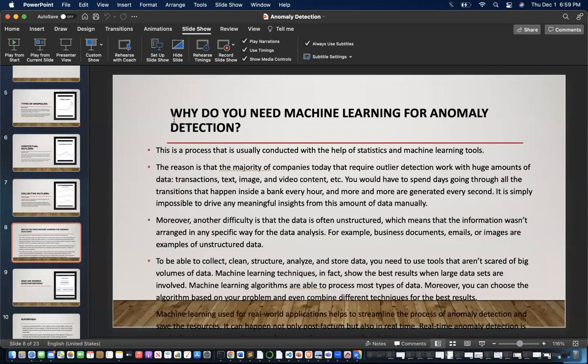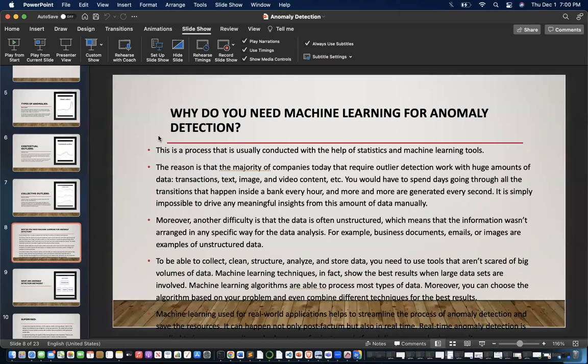So, why do you need machine learning for anomaly detection? This is a process that is usually conducted with the help of statistics and machine learning tools. The reason is that the majority of companies today that require outlier detection work with huge amounts of data: transactions, text, image, video content, and so on. You would have to spend days going through all the transactions that happen inside a bank every hour. And more and more are generated every second.